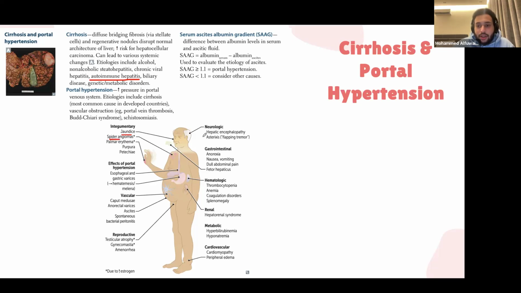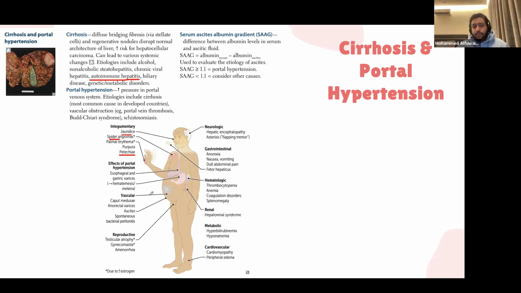Spider angiomas are caused by elevation of what? We mentioned this before. Estrogen, good. Palmar erythema, same thing. Purpura, same thing. Petechiae are due to what? Platelets, good. Low platelets. Why do they have low platelets? Two mechanisms. Sequestration, because of portal hypertension. Number two is low thrombopoietin.